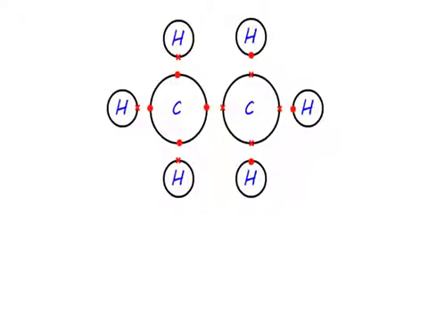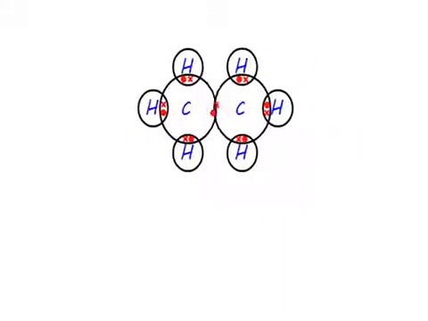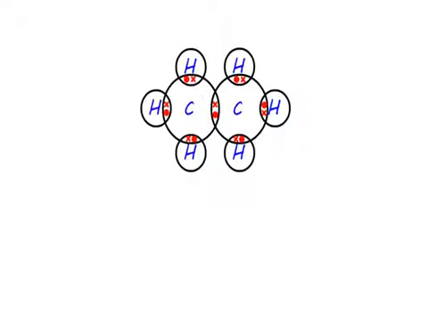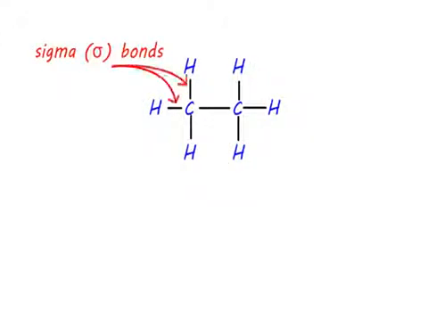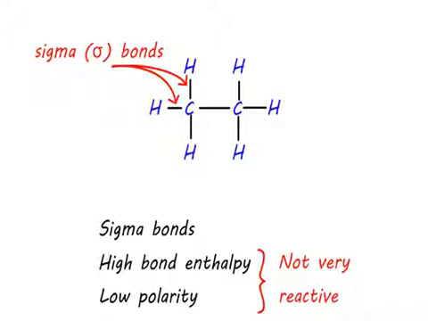The four single bonds that each carbon forms in alkanes with hydrogen atoms and with other carbons are formed by direct overlap of orbitals, forming sigma bonds. These bonds have high bond enthalpies, meaning they are strong and have low polarity, and as a result, alkanes are not very reactive. Alkanes will readily react with oxygen, however, when they burn.